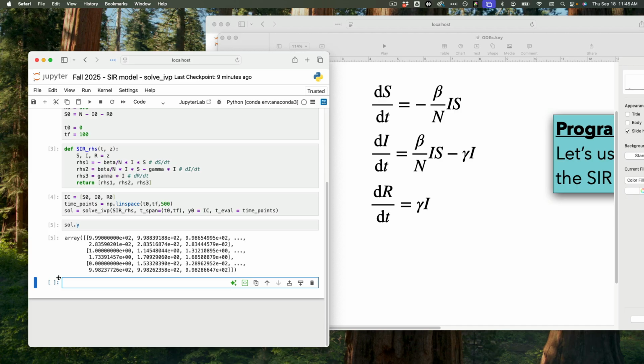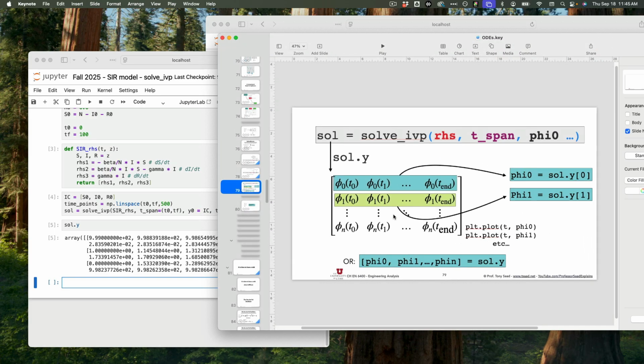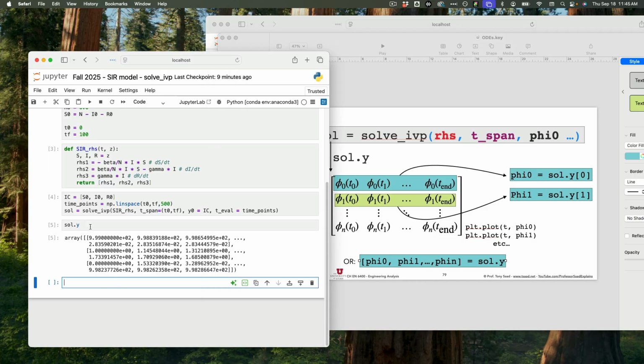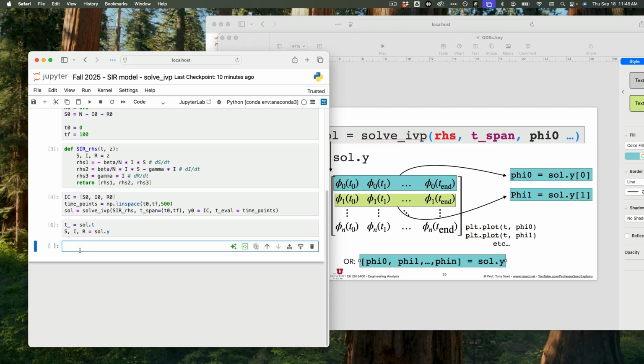Okay? So let's pull those out. And I know I told you we can do it by doing phi0 equals sol.y[0], phi1 equals sol.y[1]. Or another way to do it is phi0, comma phi1, comma whatever equals sol.y. So that's a much faster way. So I'm going to put S, I, R equals sol.y. And for t, for the plotting, I'm going to put sol.t. Okay, now I can plot.